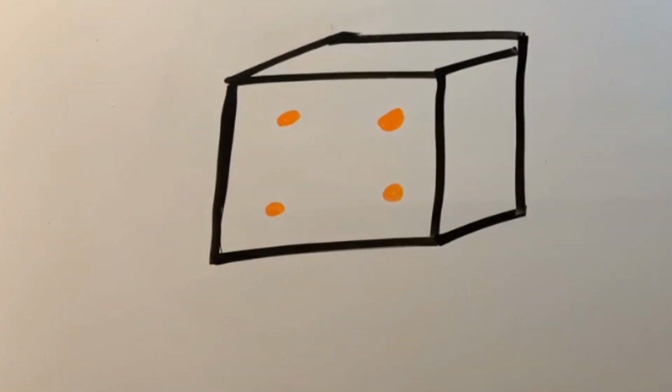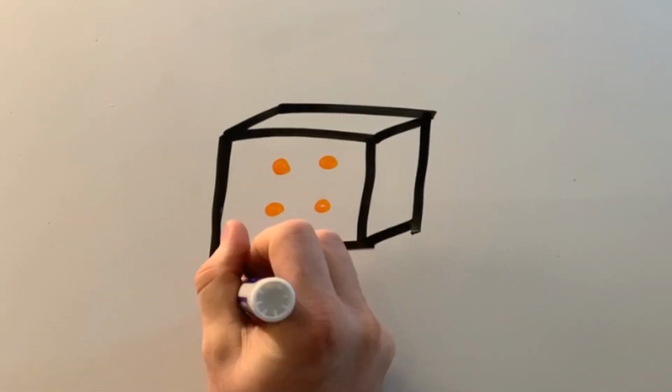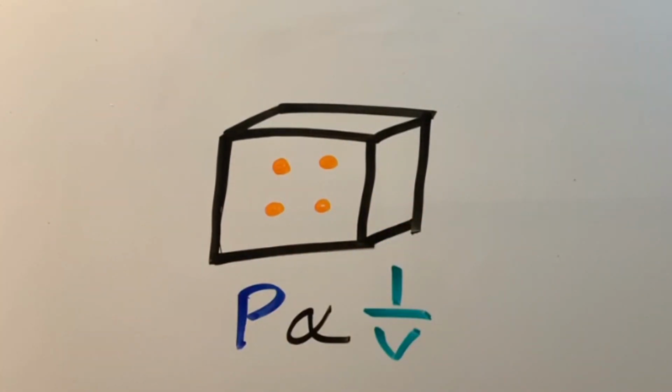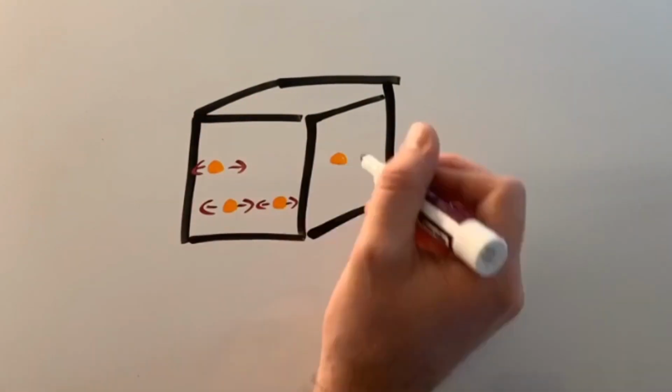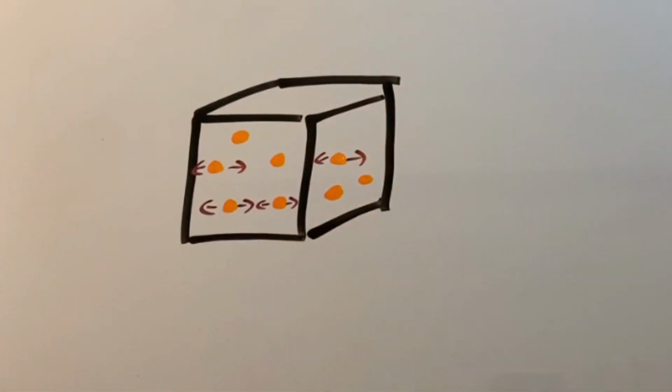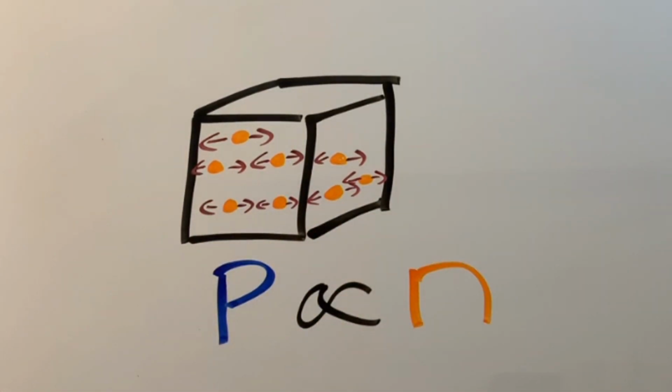If you decrease the volume of your container, your particles will have less free space and therefore collide more. This means that pressure is inversely proportional to volume. If you increase the number of particles in your volume, you would then have less space between particles, which means they will have more collisions in that space, making pressure proportional to the number of particles.